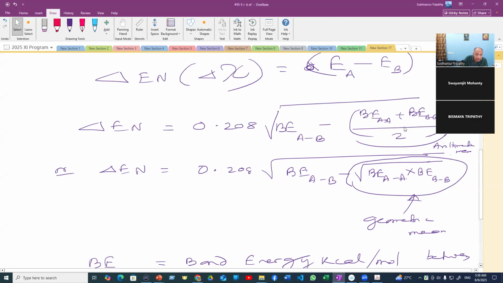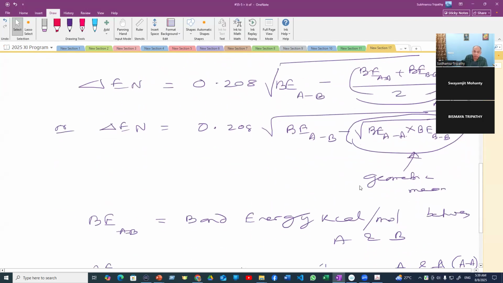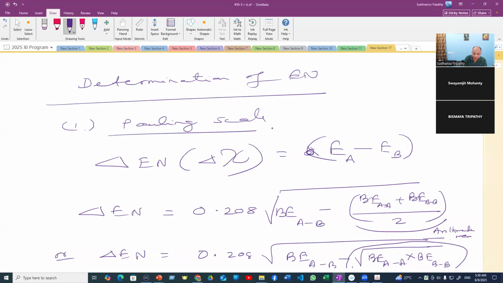So this difference is due to the difference between the actual bond energy between A and B and the average bond energy between the two, AA and BB. It is due to the polarity factor, the difference in electronegativity, the ionic character factor. So Pauling related this difference in electronegativity to this extra bond energy. This entire portion is called the extra bond energy, they used to call it.